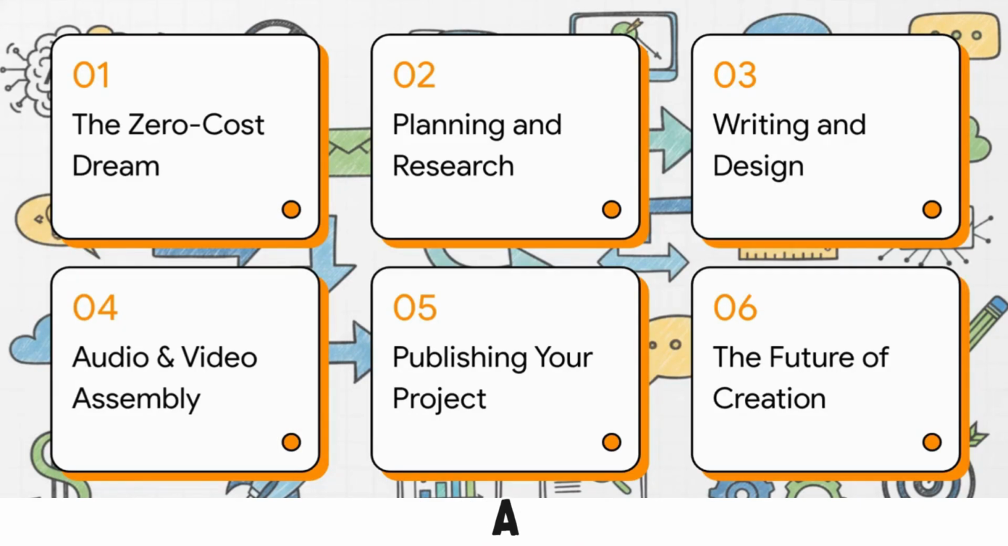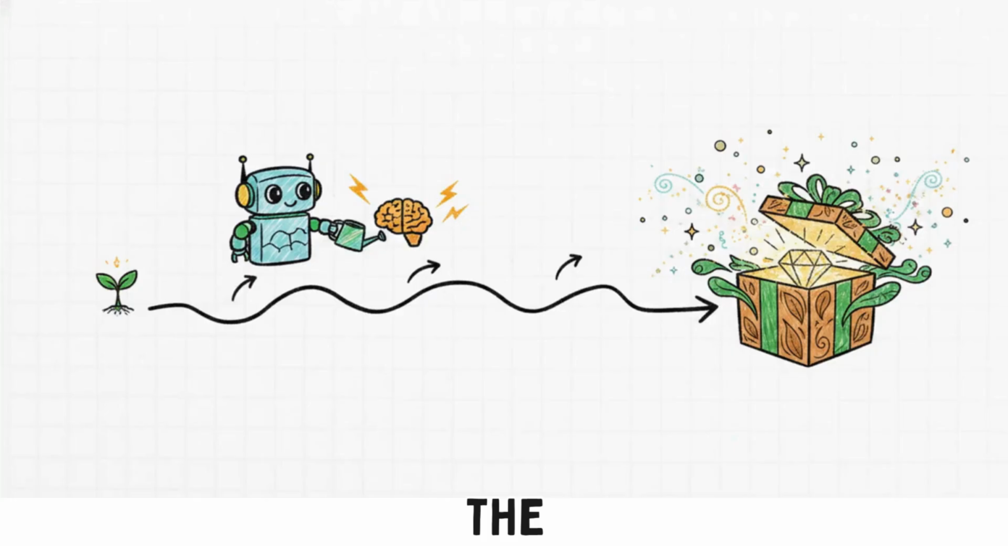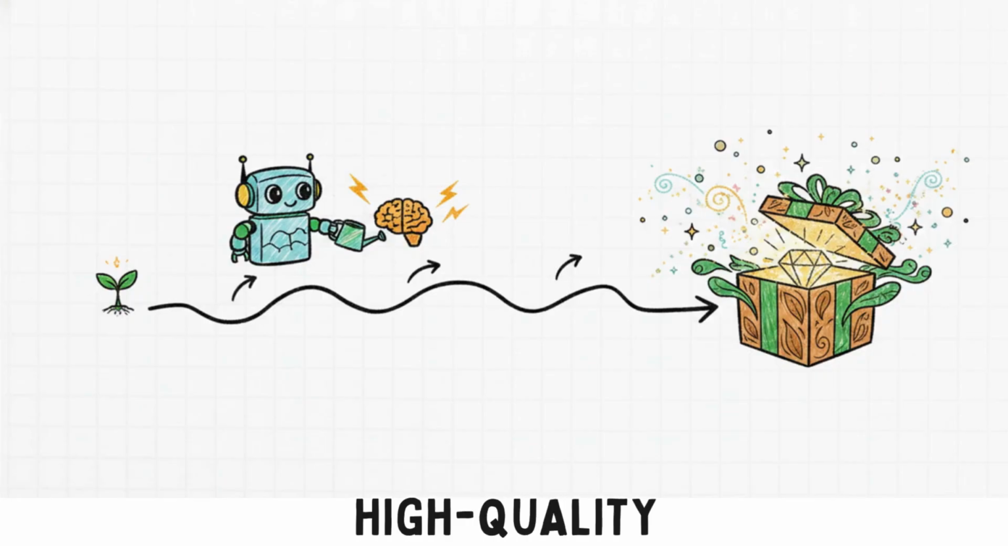Here's the roadmap for becoming a one-person studio. We're going to cover the zero-cost stream, planning and research, writing and design, audio and video assembly, publishing your project, and finally, the future of creation. All right, part one, the zero-cost dream, becoming a one-person studio. The core promise here is honestly massive. You can execute a professional project from start to finish using only AI, and the outcome, it'll absolutely surprise you. And just to be clear, this isn't about churning out robotic spam. It's about leveraging free tools to build genuinely high-quality work without needing years of technical training to get there.